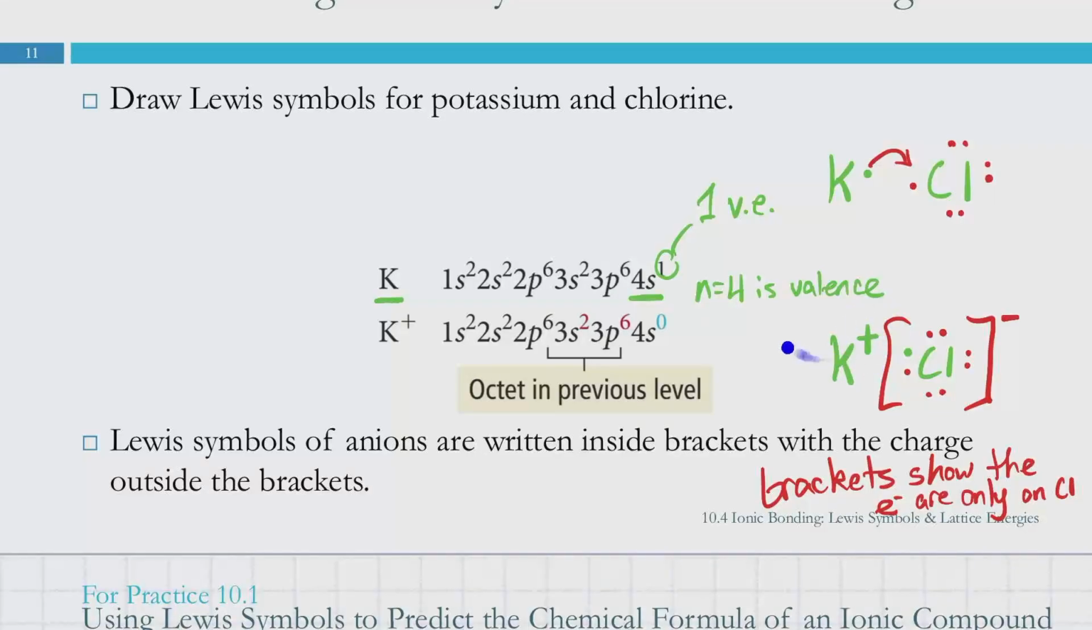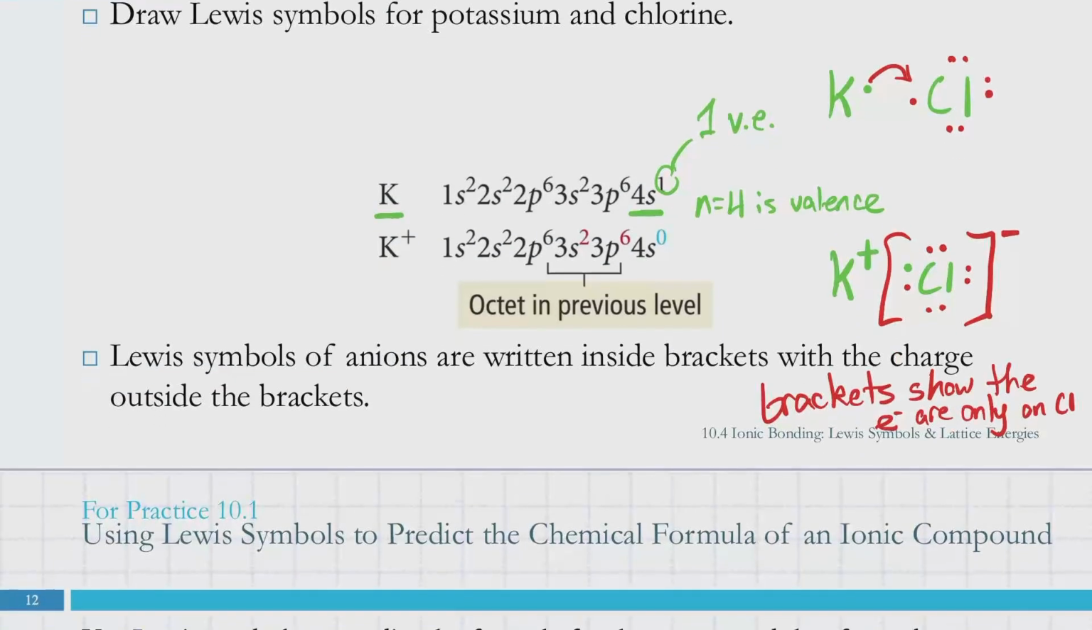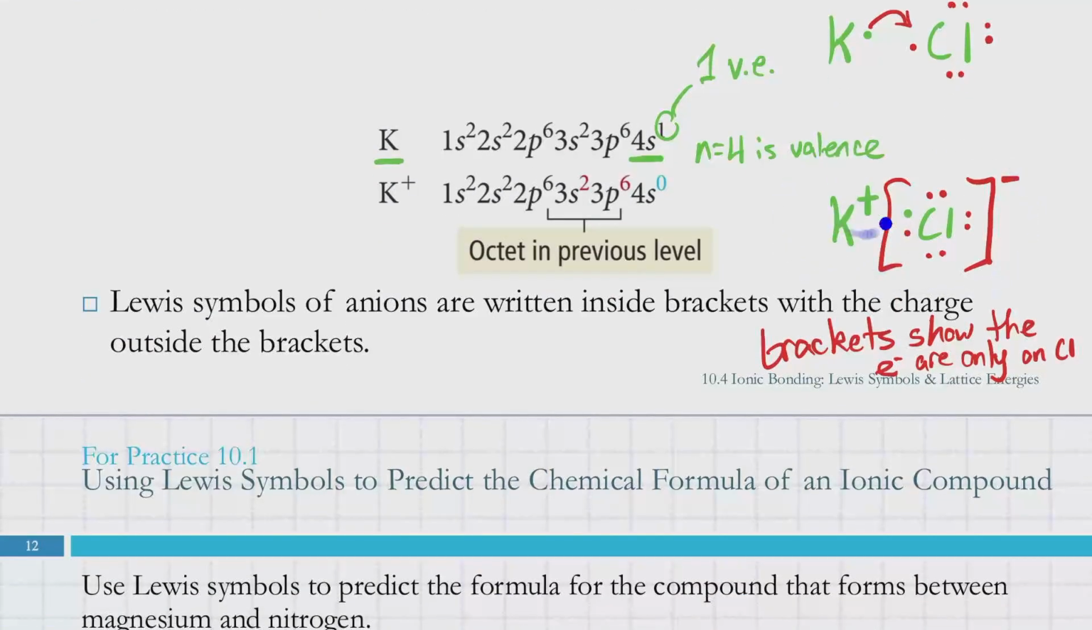And for our cations, when we go from potassium to K+, the potassium ion, our 4s is now empty, and so it's got a full octet in the previous level. The n equals 3 is full, which makes potassium ion stable. Our chloride ion is also stable because it's got 8 dots around it, 2 per side on all 4 sides. So this predicts, since our potassium has a full octet and our chloride has a full octet, that our formula for this ionic compound would just be KCl, 1 potassium, 1 chloride.